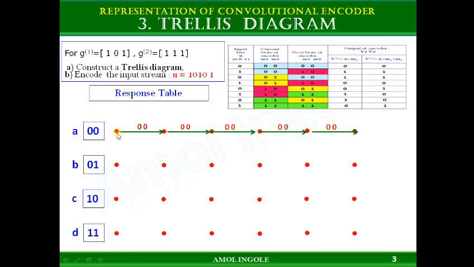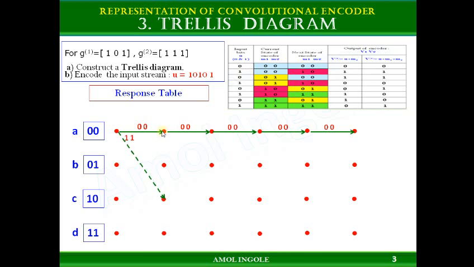So from this 0 0 state, you have to draw a dotted line. Why a dotted line? Because we are going to consider a dotted line for 1 bit input, and a darker line for 0 bit input. So let's show this with a dotted line from 0 0 to 1 0 state, and this 1 1 is the corresponding output, right? So this can be shown for all the 0 0 states with input 1.